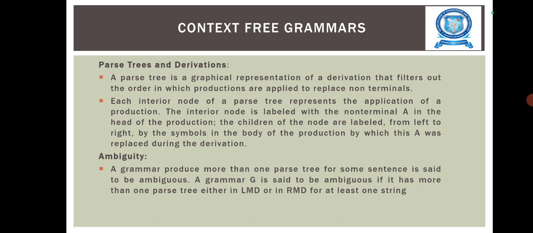Ambiguity. A grammar that produces more than one parse tree for some sentence is said to be ambiguous. A grammar G is said to be ambiguous if it has more than one parse tree, either in leftmost derivation or in rightmost derivation, for at least one string.